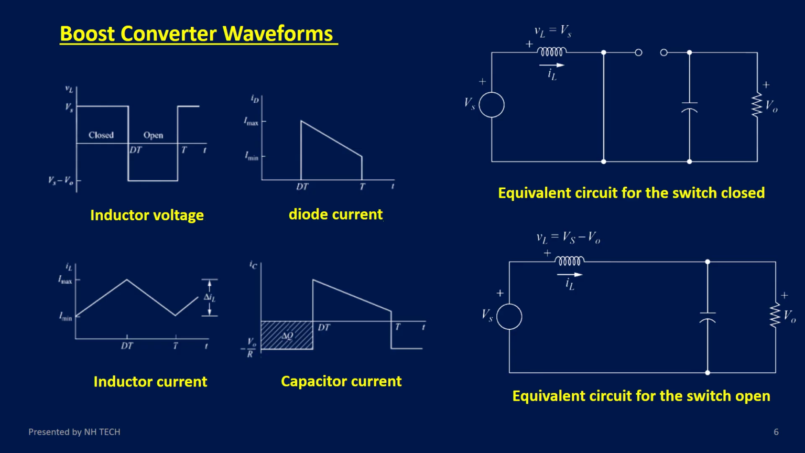When the switch is turned on, current flows through the inductor and the inductor stores energy in its magnetic field. During this time, the diode is reverse biased and does not conduct. The load current is supplied entirely by the capacitor.